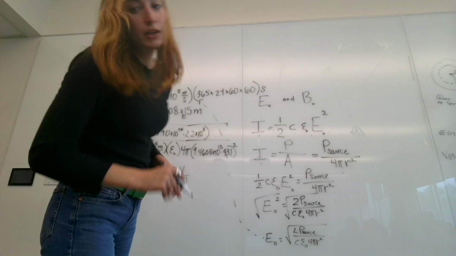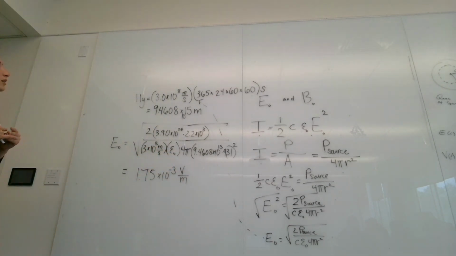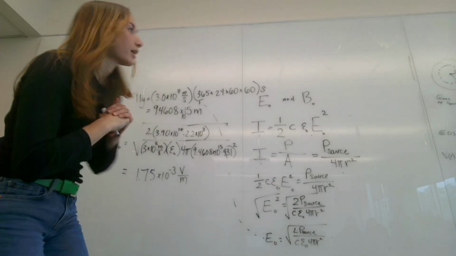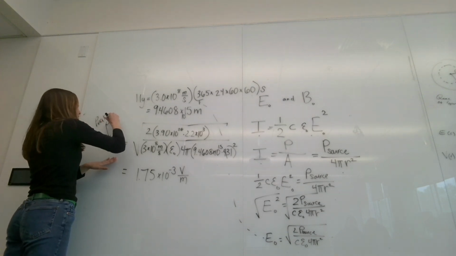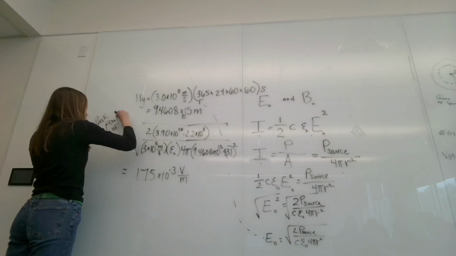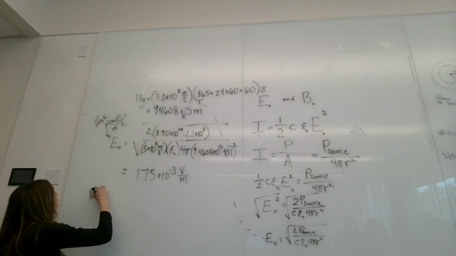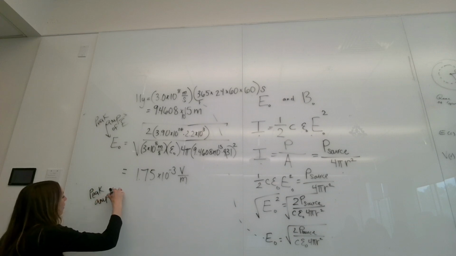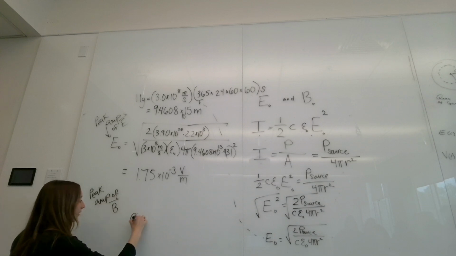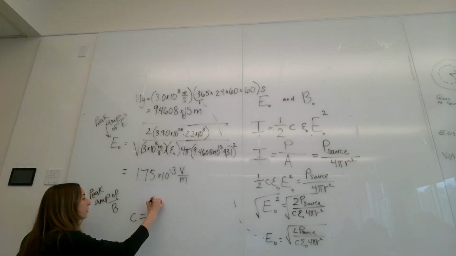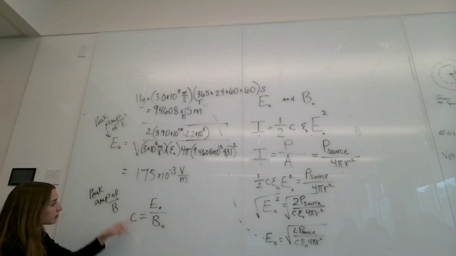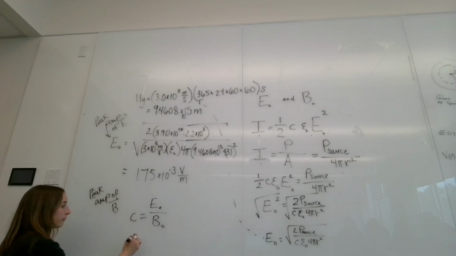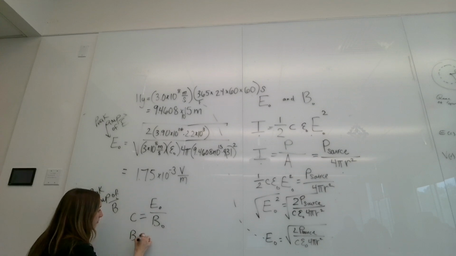Okay, cool. Then all you need to know is the conversion between E naught and B naught, because it also asks you for the peak amplitude of the magnetic field. So we found the peak amplitude of the electric field. We want the peak amplitude of the magnetic field. And that conversion factor is literally just C equals E naught over B naught. Are you given that equation on your formula sheet? Okay, beautiful. So once you find E naught, it's really easy to find B naught, right? So I'm just going to divide E naught by C.